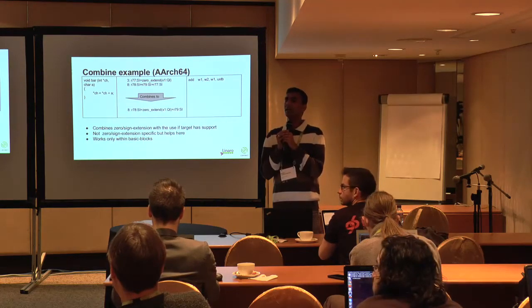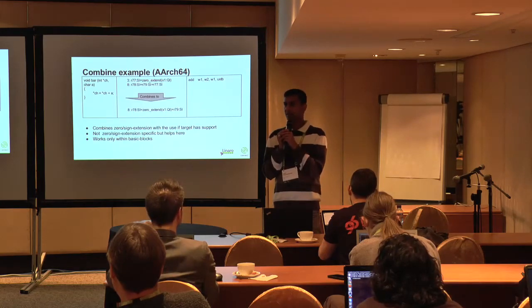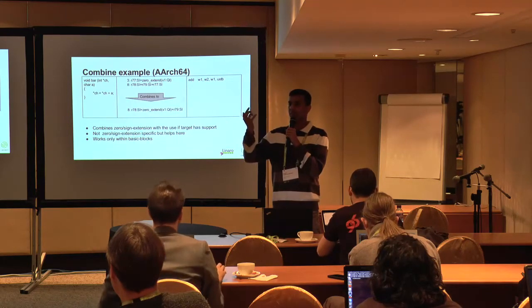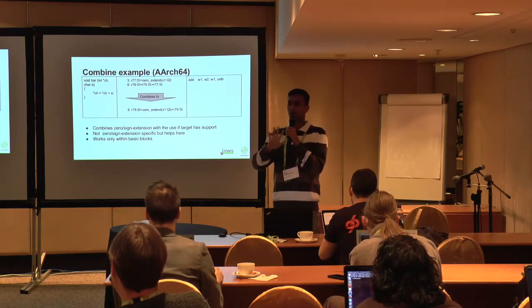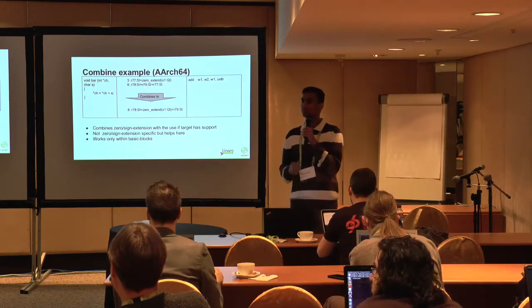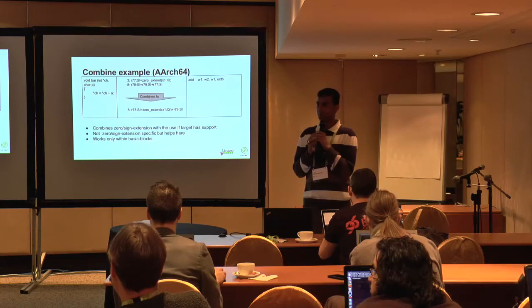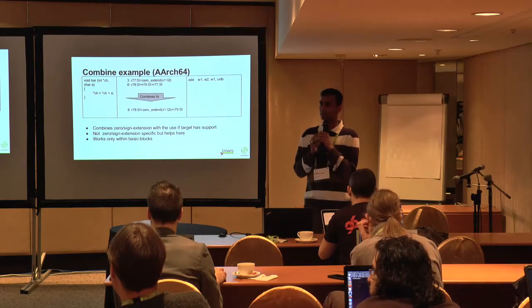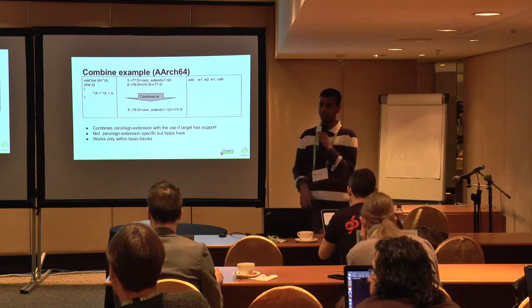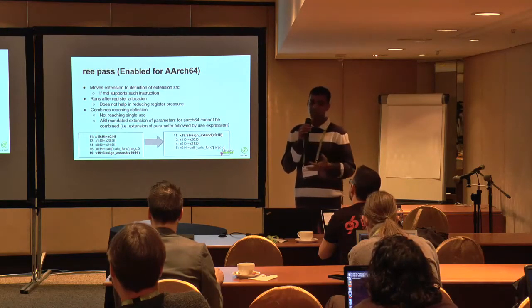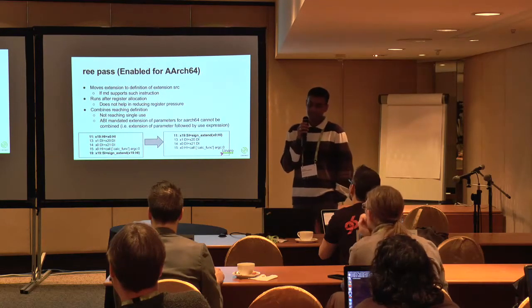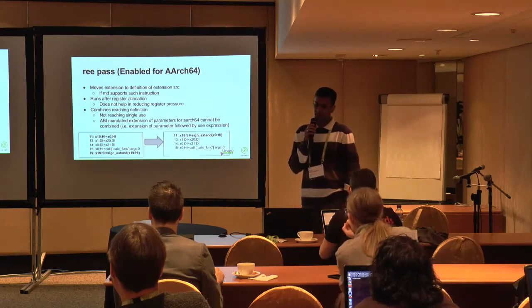What is combine? It's a pass in RTL passes which, as the name suggests, tries to combine multiple instructions into simplified instructions based on a cost model. It takes two instructions and combines them into one, or takes three instructions and combines them into two, or sometimes four instructions and combines them into three. Something like that. Another optimization pass which is useful for redundant extension is the redundant extension elimination pass, enabled for AArch64.